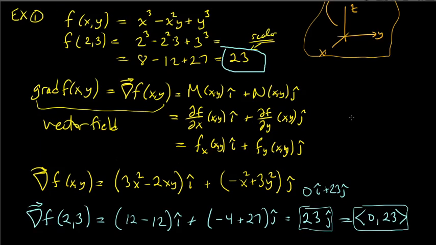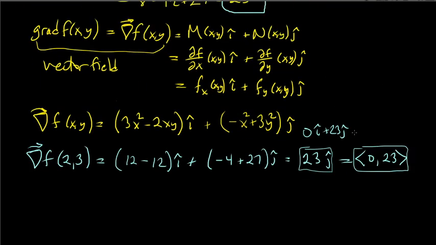So maybe that was a bad example, but we didn't have to plug in the 2 and the 3. We could plug in some other point. How about negative 1 and 4? Then our m, our i component, our x component will be 3 plus 2 times 4. 2 times 4 is 8, 8 plus 3 is 11. So 11i.